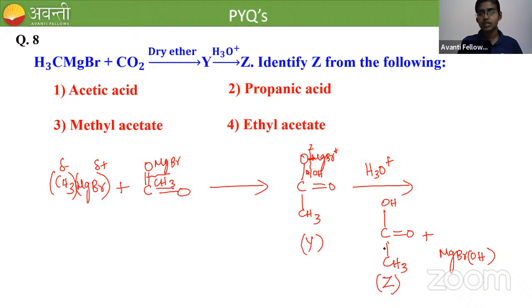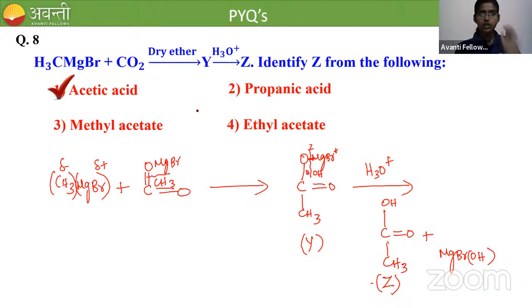What is compound Z? CH3COOH. CH3COOH is called acetic acid, which is the common name. And what is the IUPAC name of acetic acid? The IUPAC name of acetic acid is ethanoic acid, right? Yes, good. Ethanoic acid. So in the given options, we have acetic acid in option 1, and that is the correct answer.